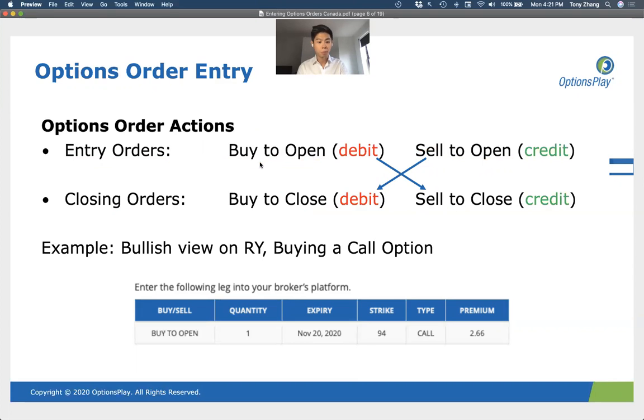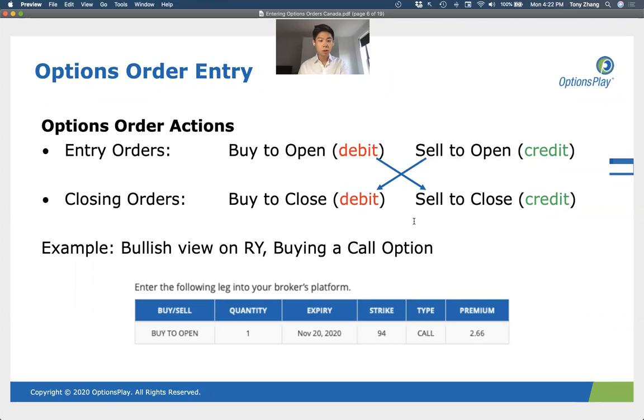So if you're buying to open to enter into the trade, meaning a debit trade to get into the trade, then you have to sell to close at the closing transaction. And whenever you trade initially for a debit, you will always have a credit to exit, and vice versa. If you sell to open initially for a credit, then to close that position, you would have to buy to close later for a debit. So it's always just the opposite transaction.